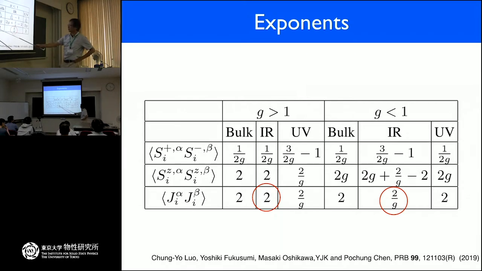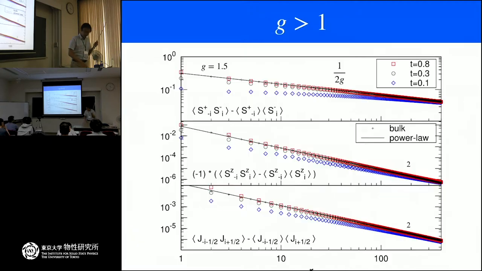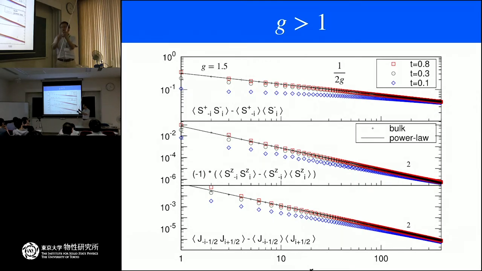And the first thing you want to see is the IR behavior of this current correlator, because this is directly related to your conductance. So for G dot greater than 1, I expect it to have the same bulk behavior. Again, here are just different correlators. Let's focus on this one first. This is the current correlator, and what's plotted here is different strengths of this weak link. As you can see, we expect this perturbation to become relevant when G dot is larger than 1.